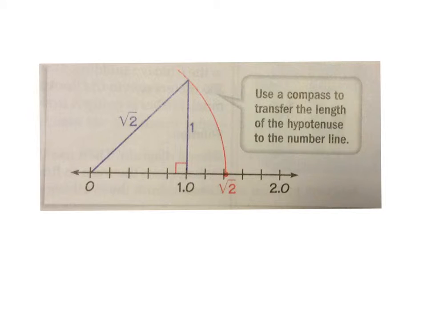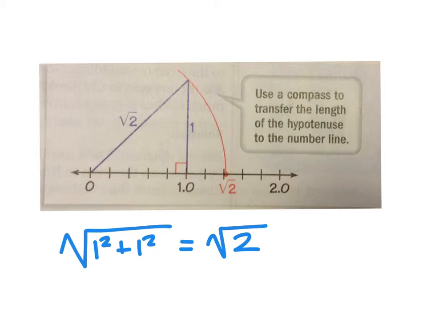Even though it's non-terminating and non-repeating, it is possible to graph an irrational number on a number line. For instance, if you wanted to graph the square root of 2, as we're doing in this picture example from the text, you would draw a right triangle with one leg on the number line and each leg with a length of 1 unit, as we're shown here. The reason we know to use 1 unit is because the Pythagorean Theorem tells us that the square root of 1 squared plus 1 squared equals the square root of 2, right? So that's how we know each of the legs should be 1 unit long.